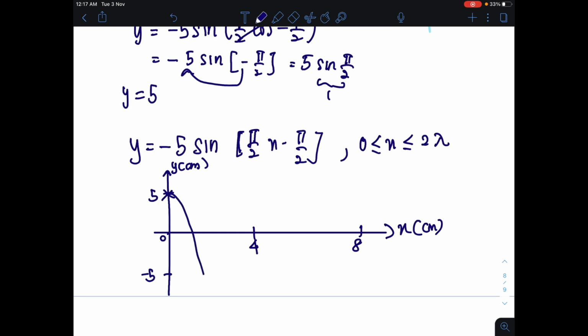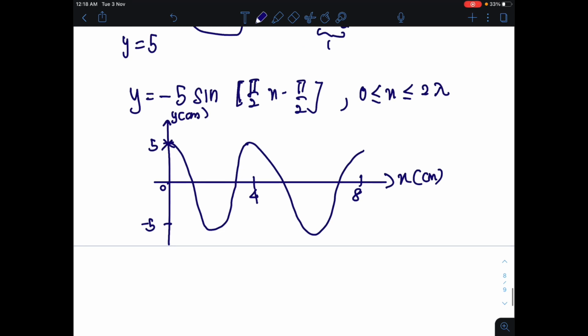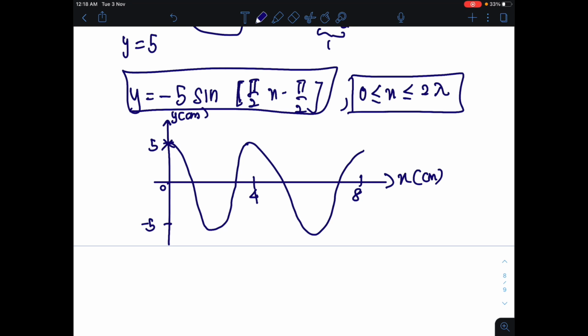So, dari sini saya akan lukis 1 complete cycle naik ke atas balik. Tapi sebab kita nak 2 wavelength, kita akan turun, kita akan naik atas balik. So, ini adalah bentuk graph saya sekarang. Awak lukis cantik-cantik lah. Alright, so this is the graph for this equation under this particular condition.